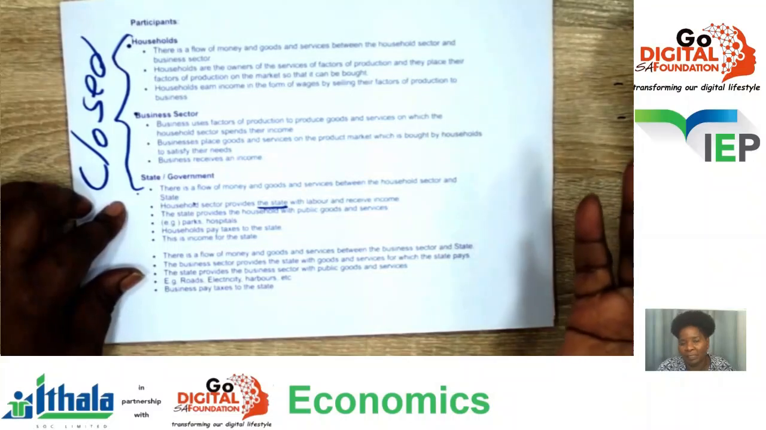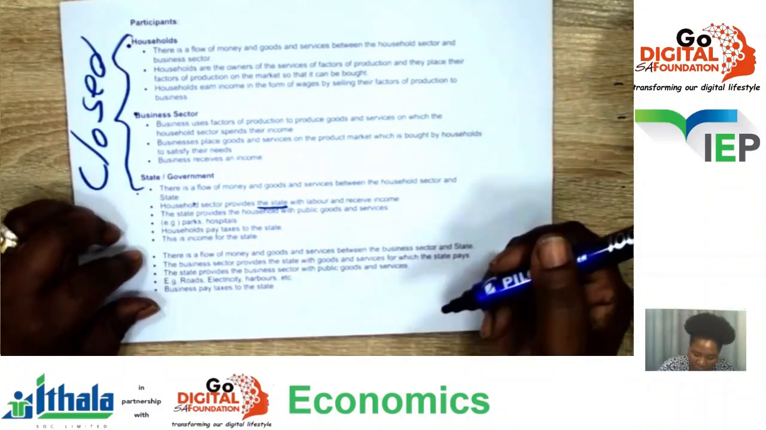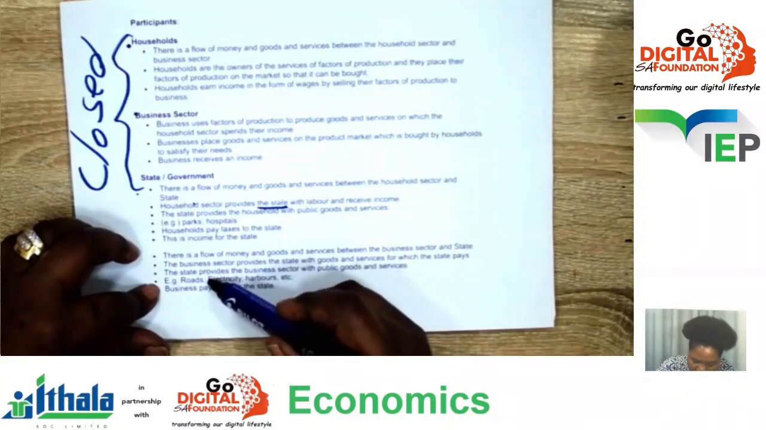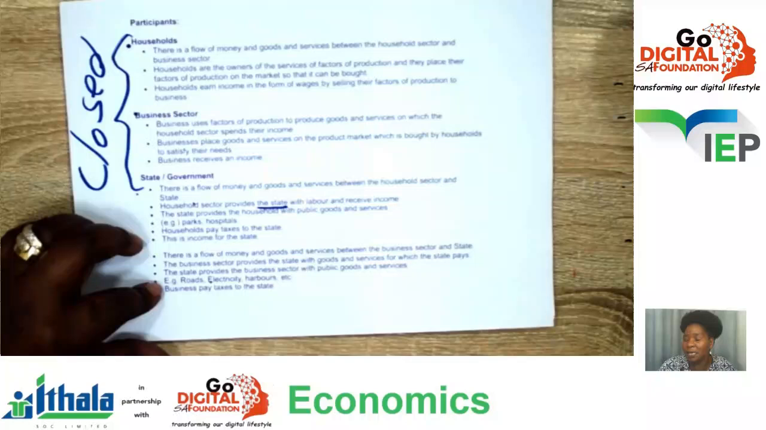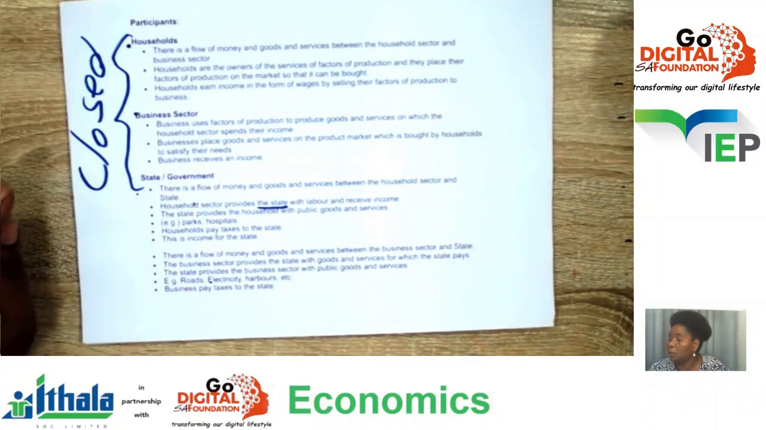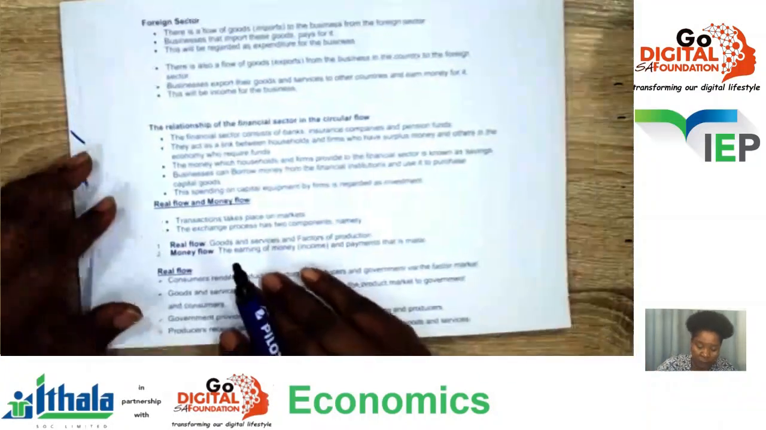We know it doesn't end there. The government needs a lot of money to build roads, electricity, all the infrastructure that we need in order to be able to work.